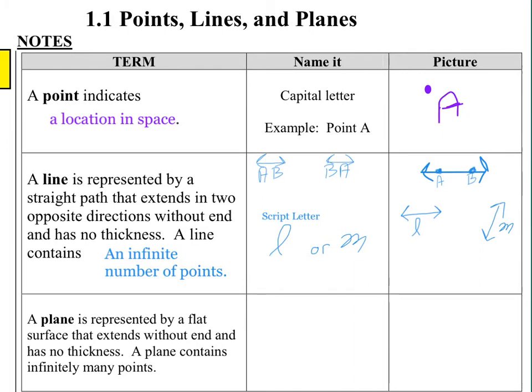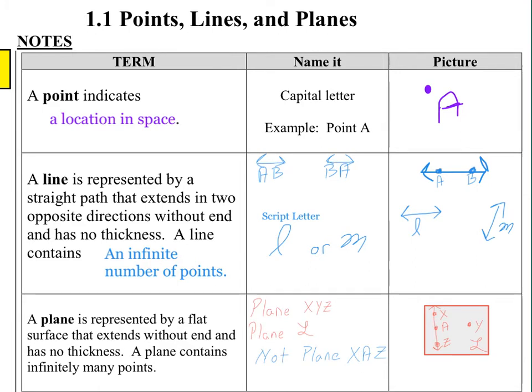Our final term that we are looking at right here is a plane. It's a flat surface that extends without end and has no thickness. It contains infinitely many points, and it also contains infinitely many lines. So a plane is kind of like once we start stacking those Lego bricks up, we can start building things with them, right?